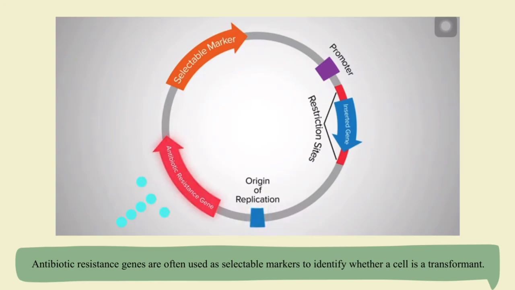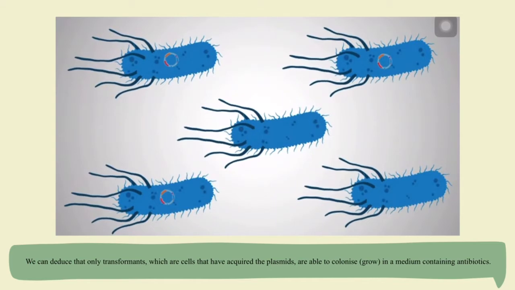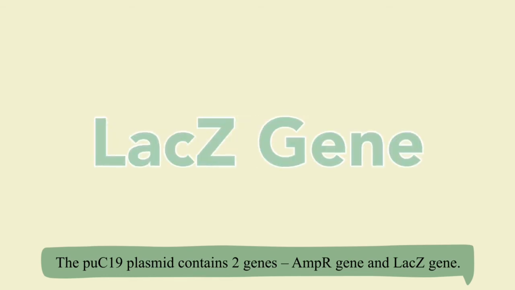Antibiotic-resistant genes are often used as selectable markers to identify whether a cell is a transformant. We can deduce that only transformants, which are cells that have acquired the plasmids, are able to colonize in a medium containing antibiotics. The pUC19 plasmid contains 2 genes, the AmpR gene and the lacZ gene.